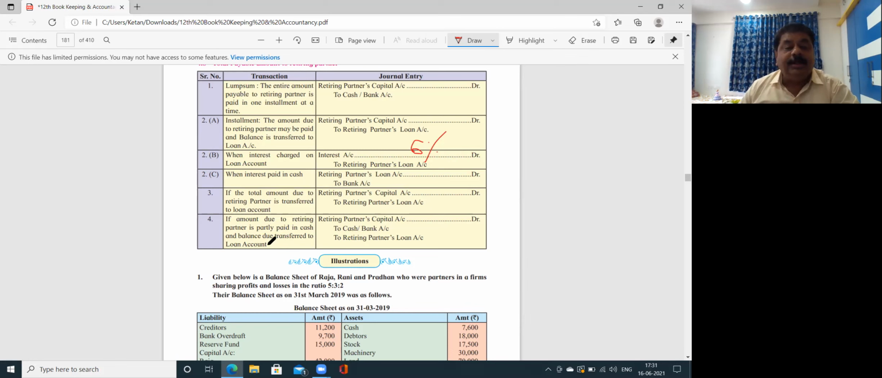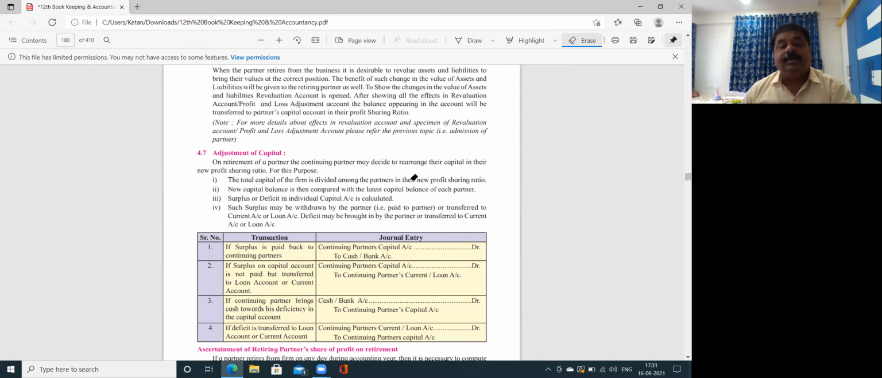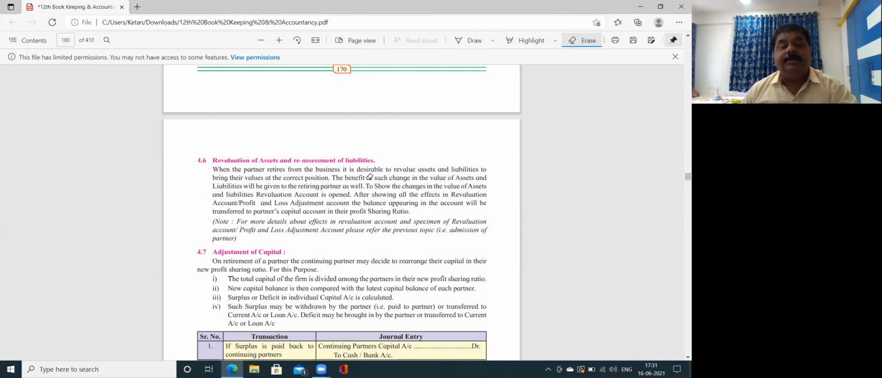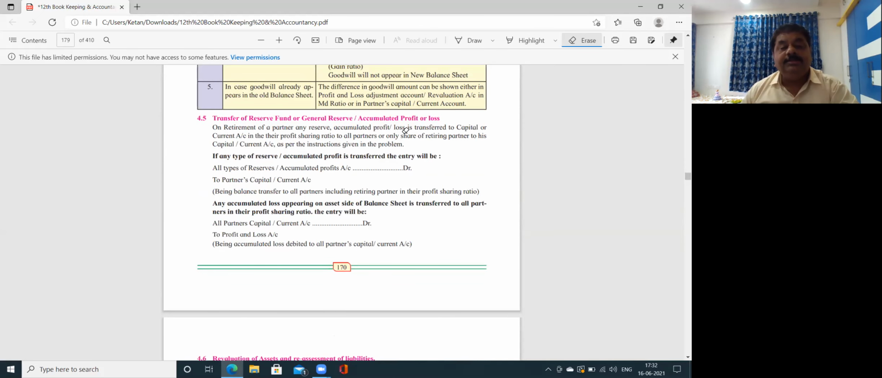And if the amount due to retiring partner is partly paid in cash and the balance transferred to loan, then retiring partners capital account debit to cash or bank, whatever paid amount, and to retiring partners loan account the balance amount. So in this way, this is the theory for the complete retirement of the partner. You may be thinking, sir, you didn't tell us what to do with the reserve, but I have already told you.